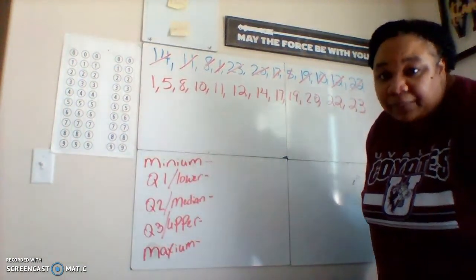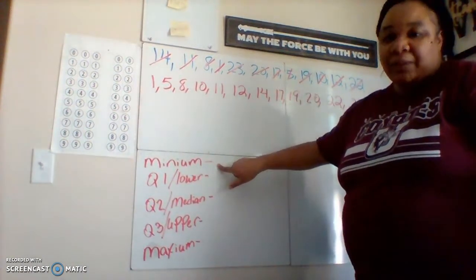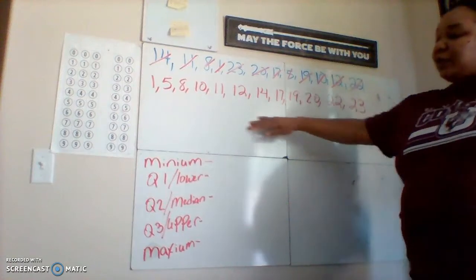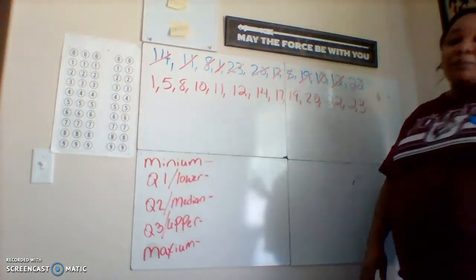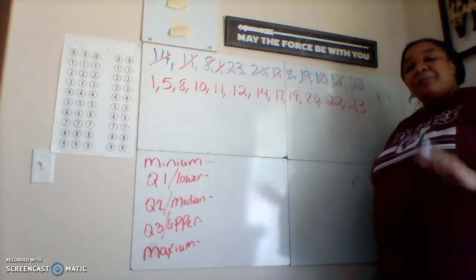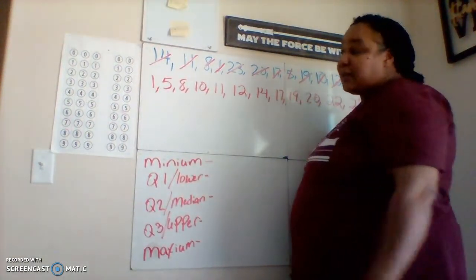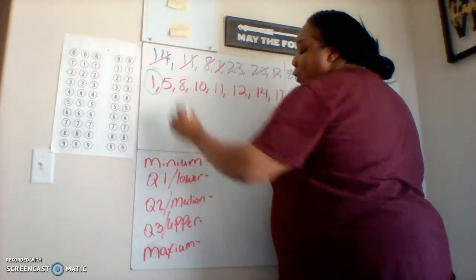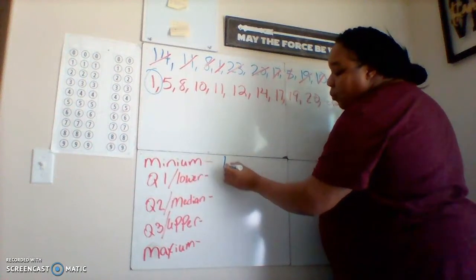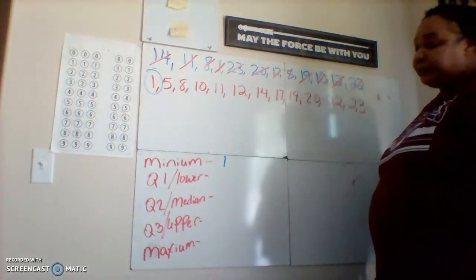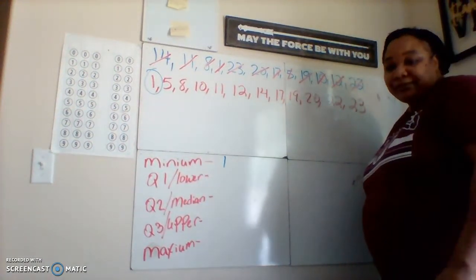Now, let's do the easy part first. We're going to find our minimum. Our first one is our minimum. Now that I have my numbers in order from least to greatest, we're going to find our minimum. Our minimum is our smallest number. What is our smallest number? It is 1. So our minimum is going to be 1. We're going to put 1 right there. How easy was that?